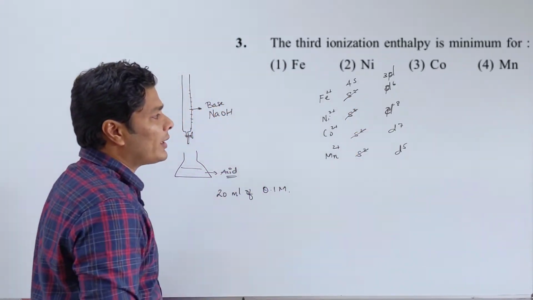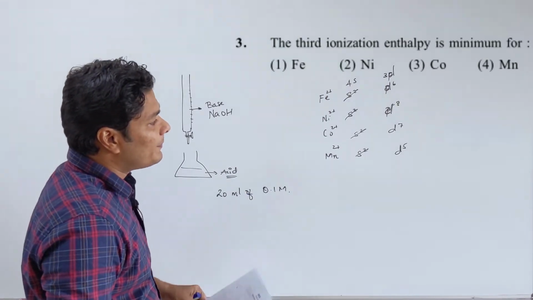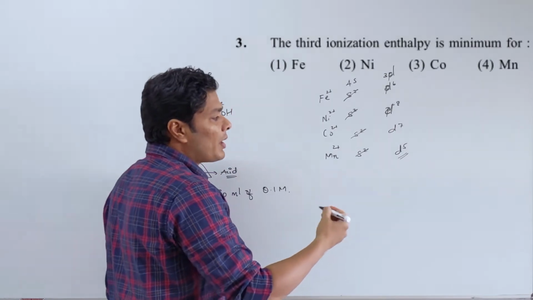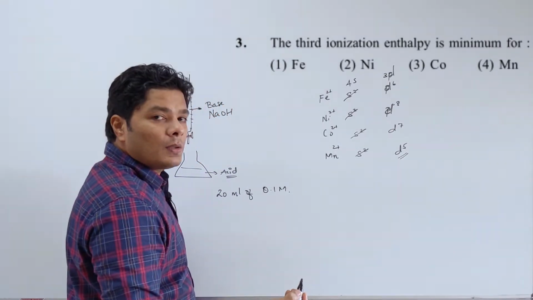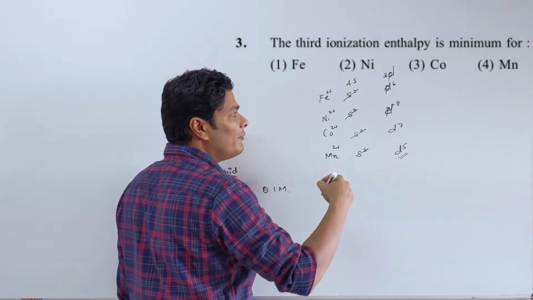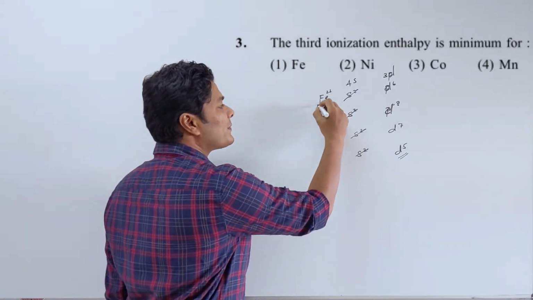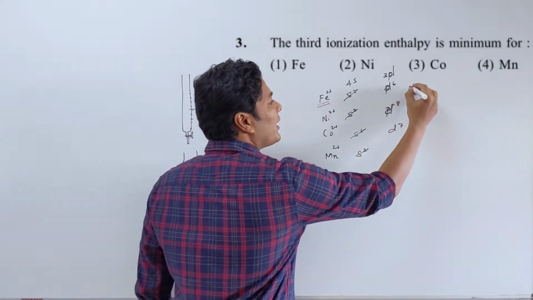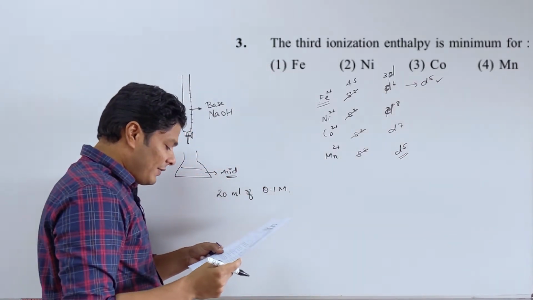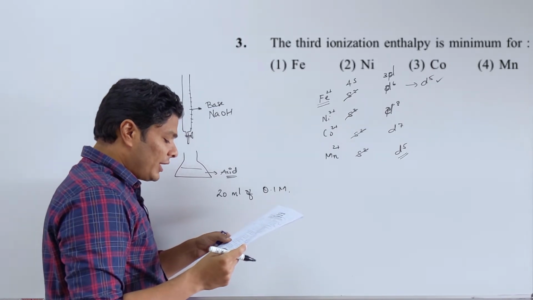Now, I want to remove one more electron, which will have the minimum ionization enthalpy. Obviously, this is going to have the maximum because it's half filled. Because of being symmetrical and also exchange energy, this is not going to be losing an electron easily. So, this will have the highest, while iron 2 plus is actually going to become more stable by losing 1 electron, becoming d5. So, d5 is very good. Hence, iron will have the lowest or minimum third ionization energy among the given species.